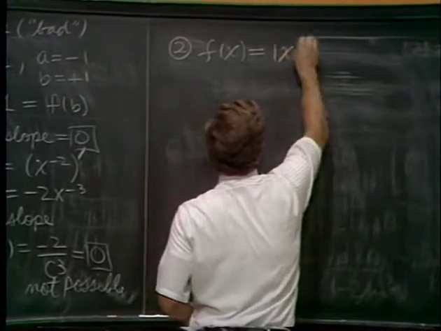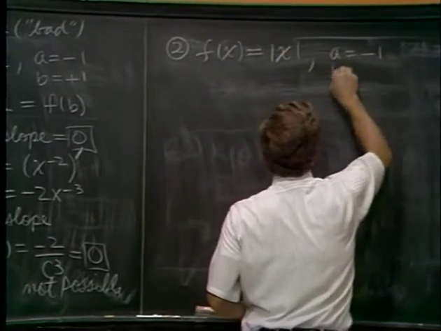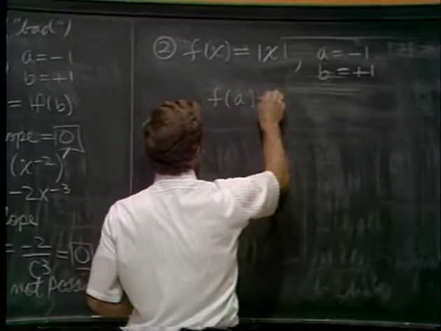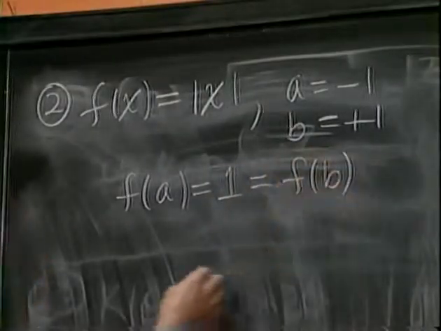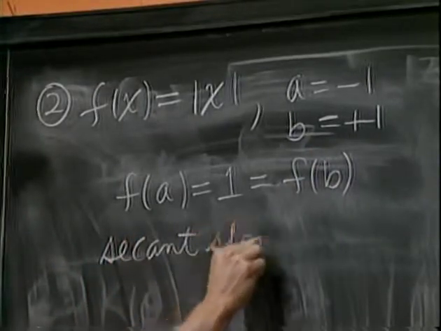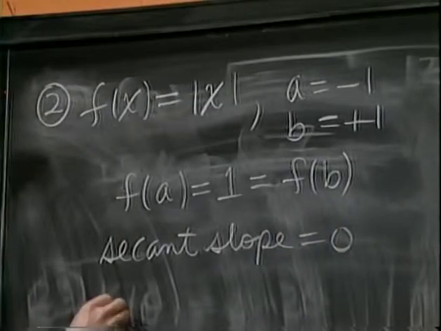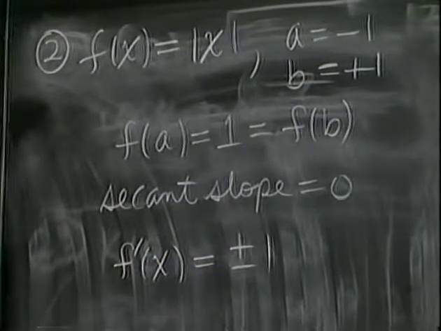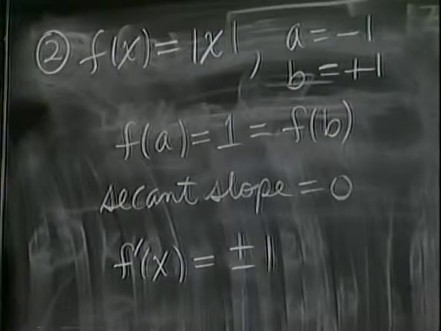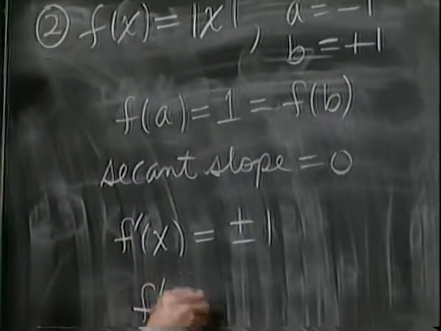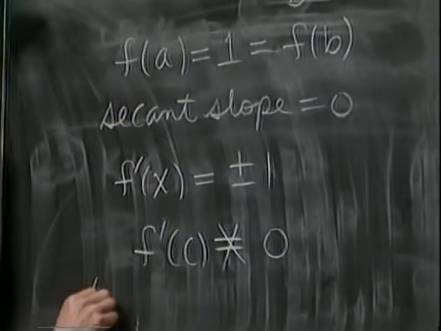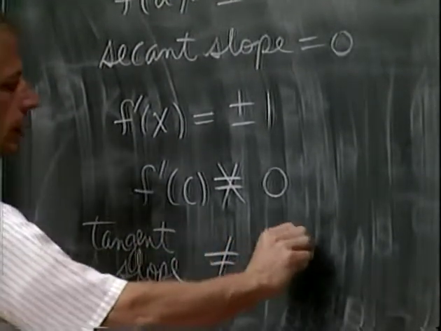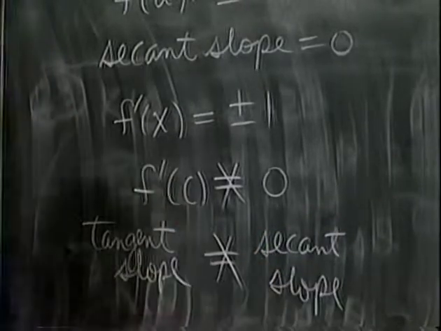This one even looks bad because we've had problems with it before. F this time will be the absolute value of x. Once again, f of a equals f of b equals 1. So the secant slope is 0. How about f prime of x? Turns out it's either plus or minus 1. I'm leaving out some details, but just take my word for it. So f prime of c, again, is never equal to 0. In other words, just like in example 1, the tangent slope is never equal to the secant slope. If the slopes aren't equal, then the lines aren't parallel.